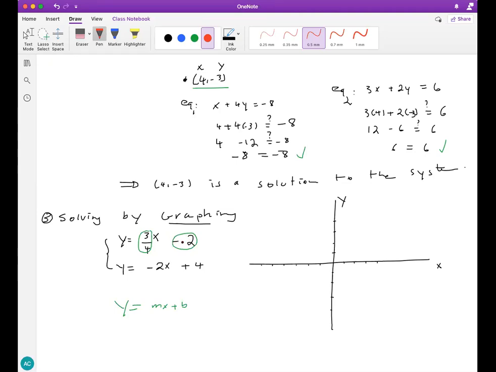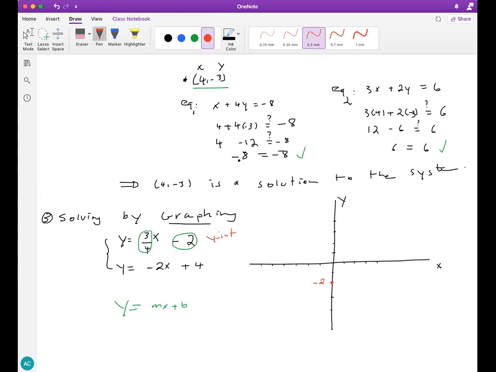Y-intercept. Why do we call it y-intercept? Or where would that be on this graph? Negative 2. So it's the y-intercept, and this is the starting point. We start from the y-intercept, here on this axis. So negative 2 will be here.